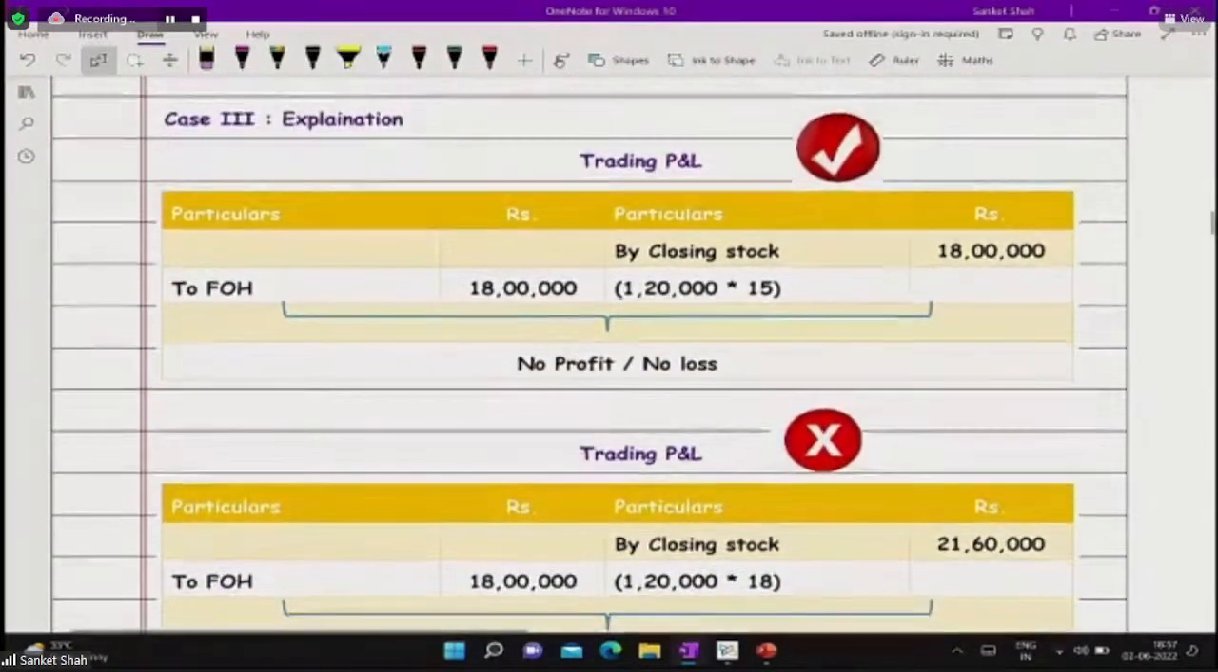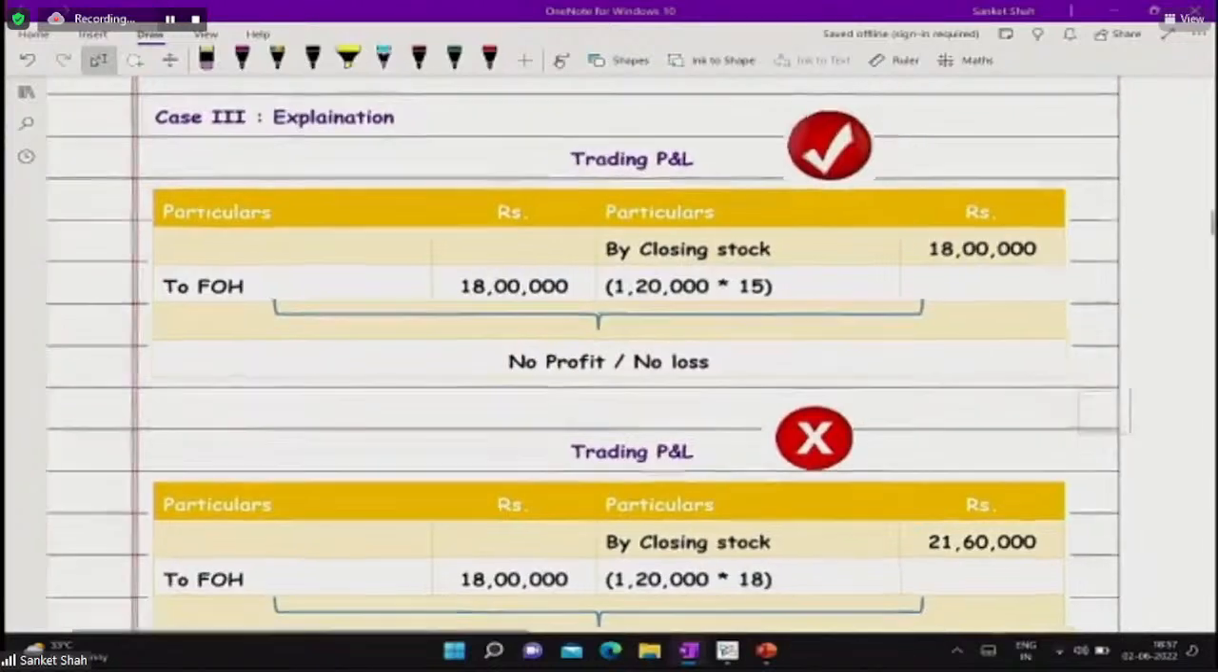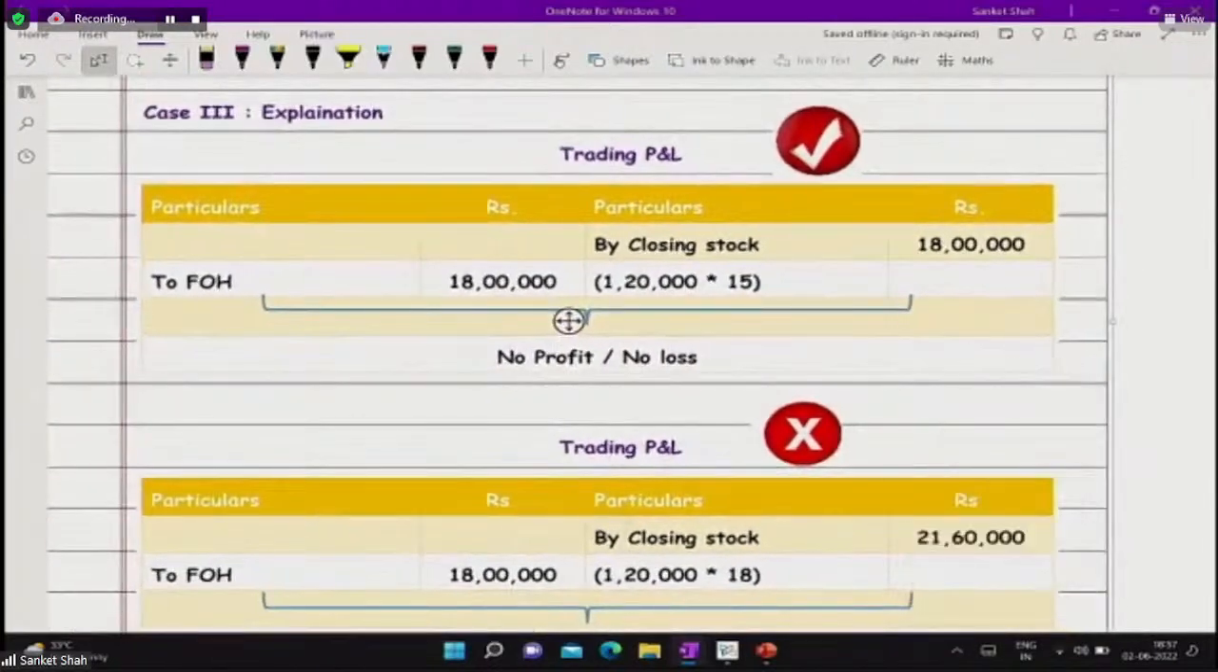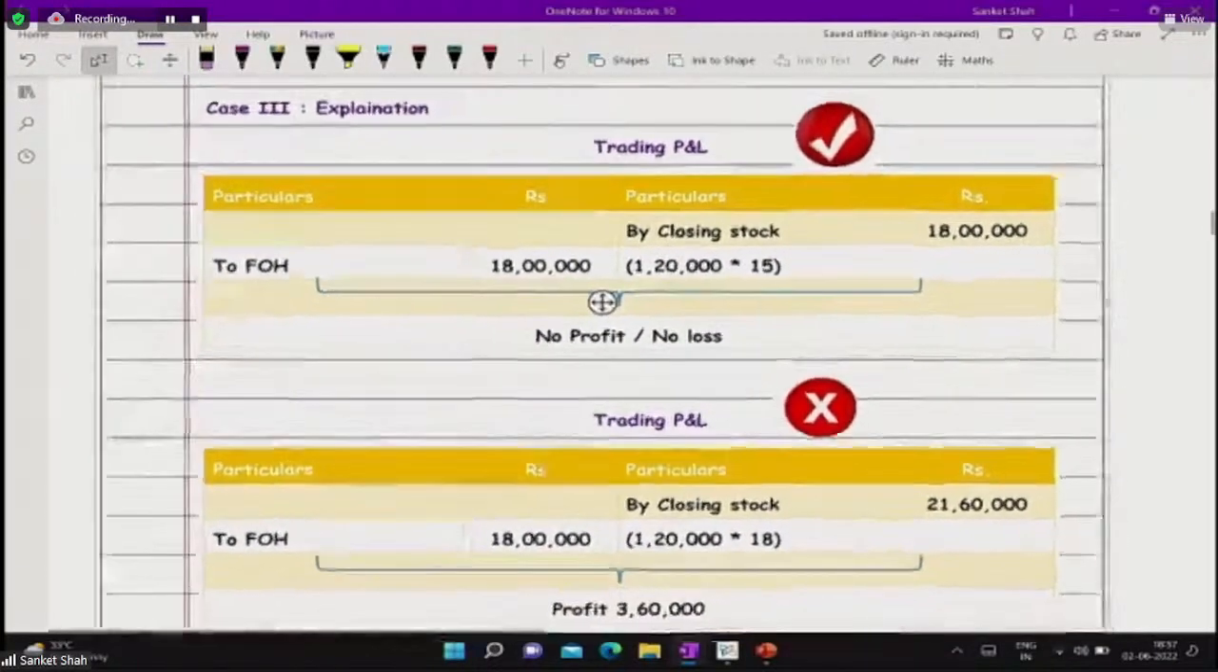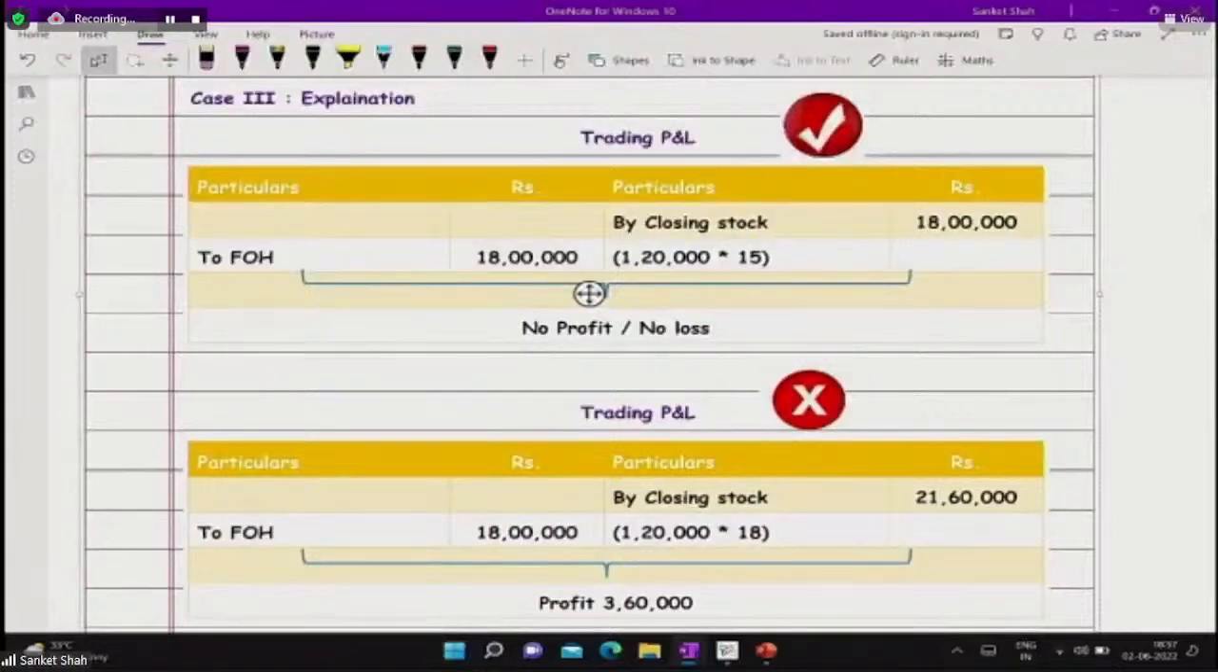In case 3 explanation, wait. Take a screenshot, but wait. Now you can take a screenshot. Case 3 explanation. Trading and P&L account: whichever is higher, that you will consider as the denominator, and therefore you are getting the answer 15. It's correct. But if you are considering 18 as the answer, it's not correct, because your closing stock is being recorded at 21,60,000, but you spent only 18 lakhs, which is not the correct answer.